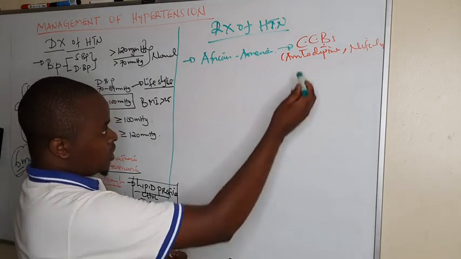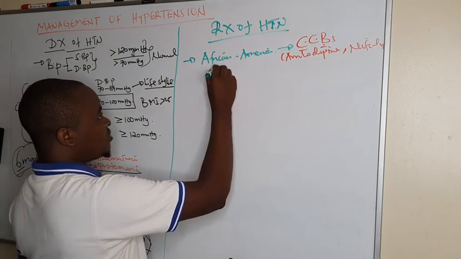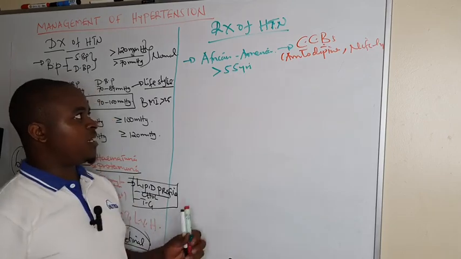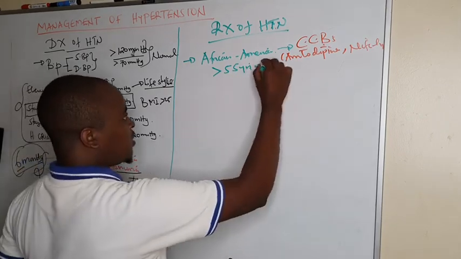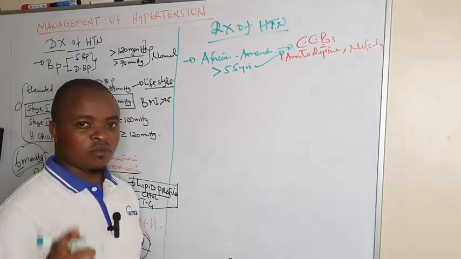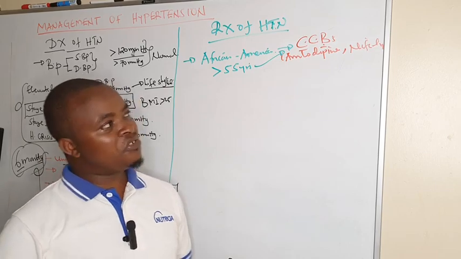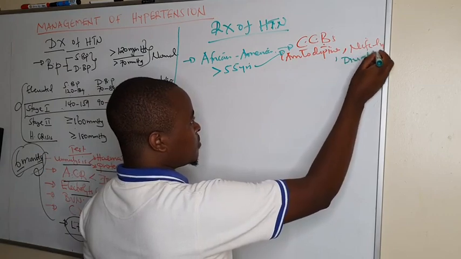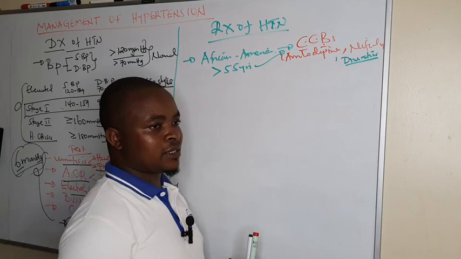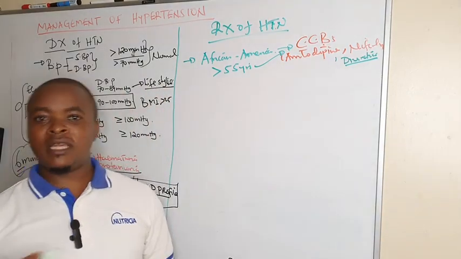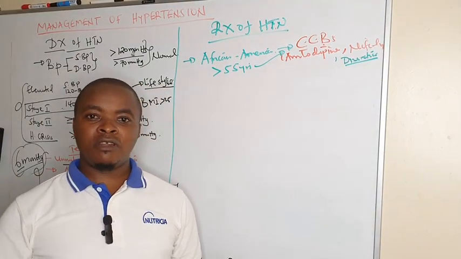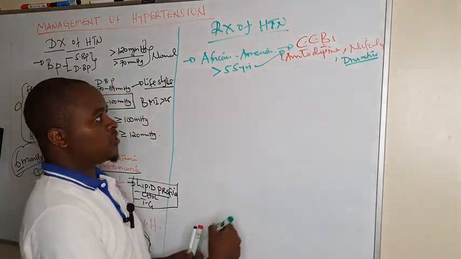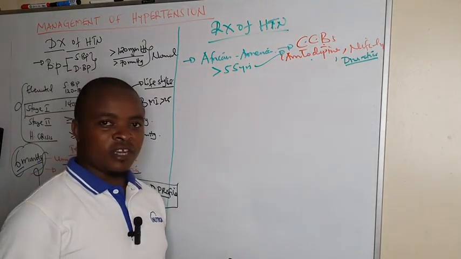Also, it is the first treatment for patients who are greater than 50 years. Elder patients greater than 50 years, the first line treatment is also calcium channel blockers. Then you can always combine them with diuretics, like thiazides or thiazide-like diuretics, such as bendroflumethiazide and hydrochlorothiazide. They can be given in combination.